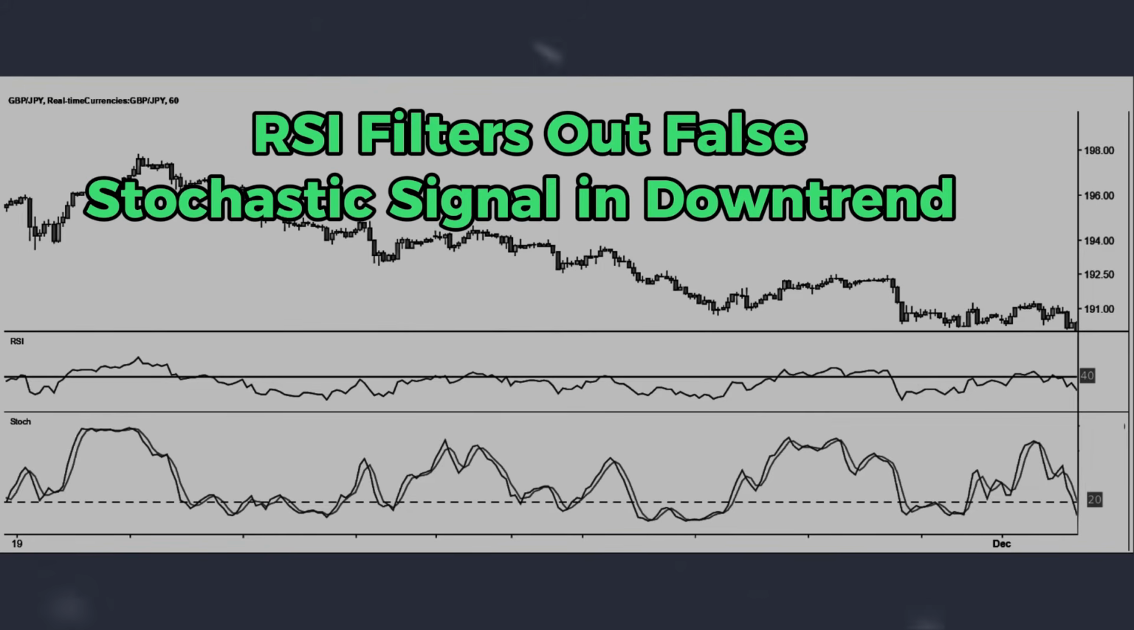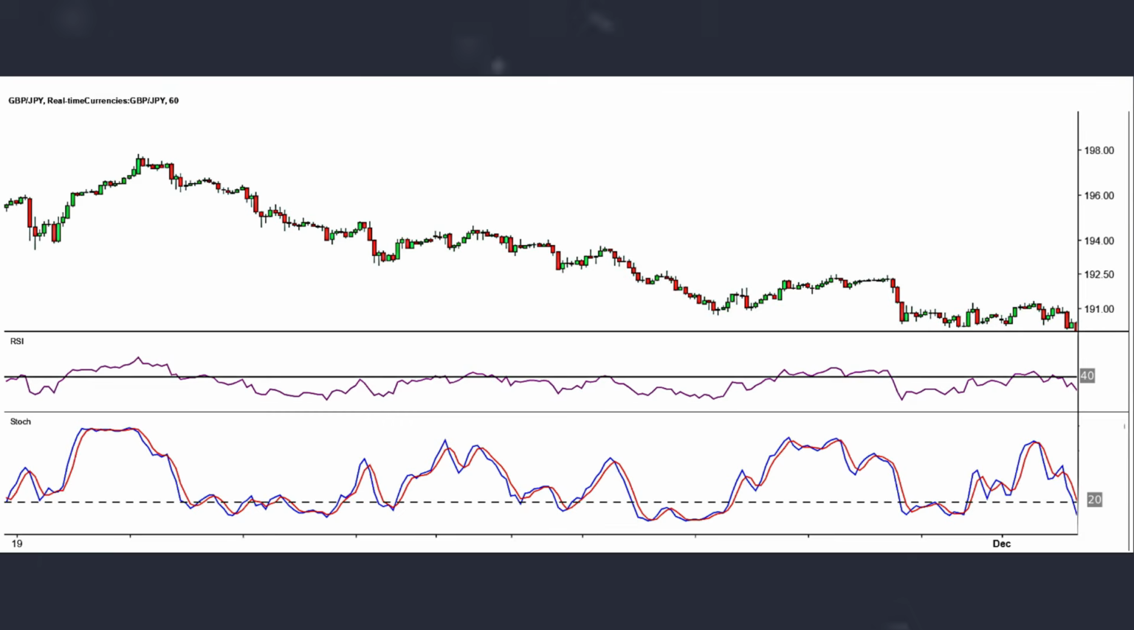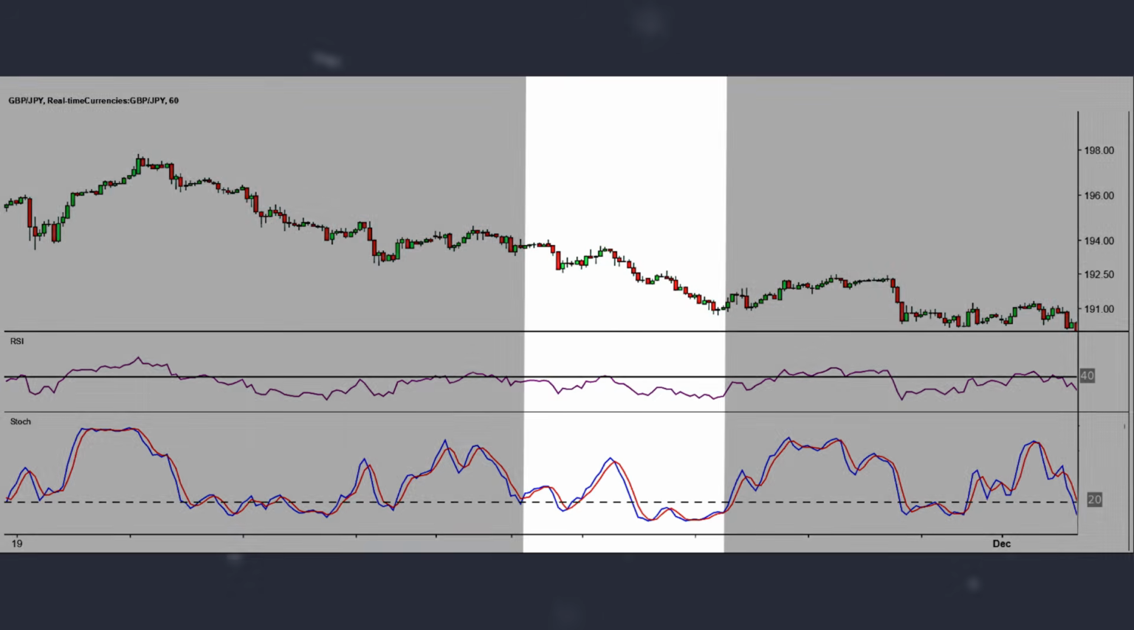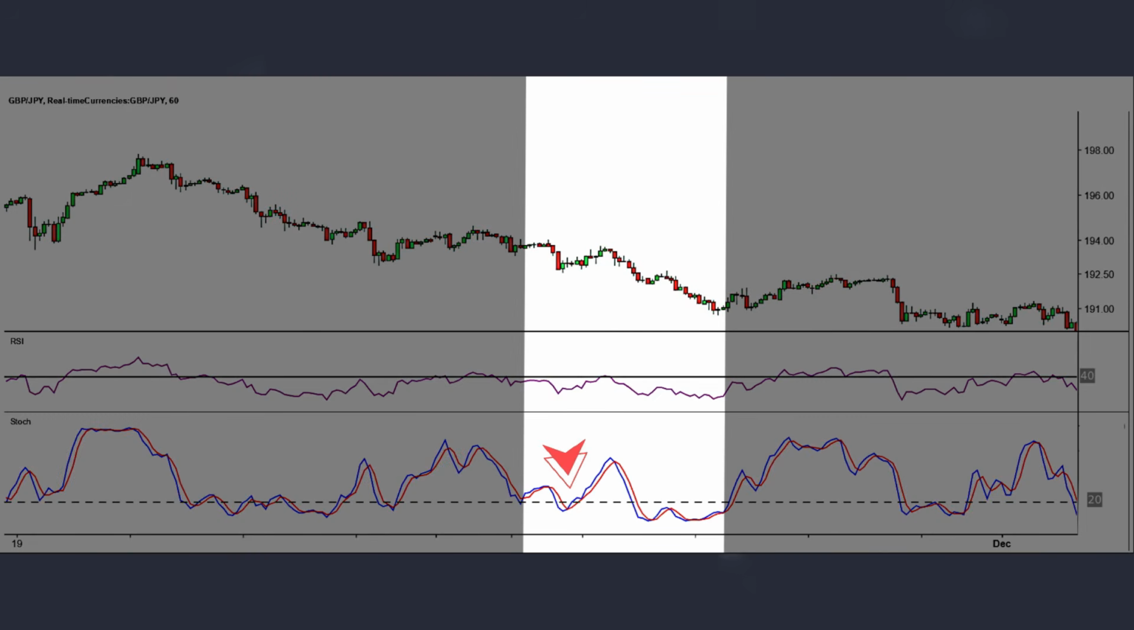Third example, RSI filters out false stochastic signal in downtrend. In this chart, the market is clearly trending down, lower highs, lower lows, and strong bearish momentum. The stochastic oscillator crosses above 20, which usually looks like a classic buy signal. But RSI stays below 40 the entire time, showing there's no real strength behind the move. No confirmation. No entry. Soon after, price drops again, continuing the downtrend.